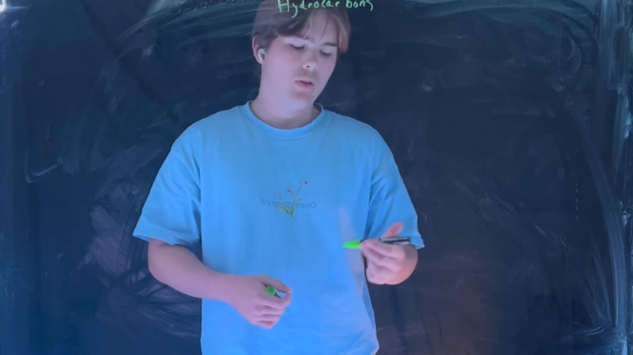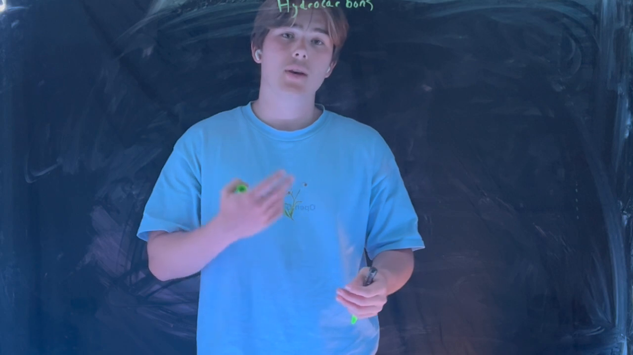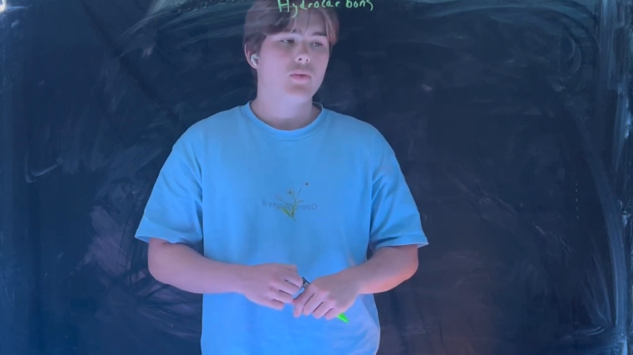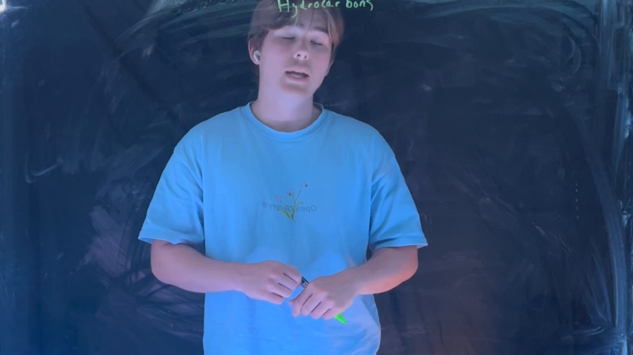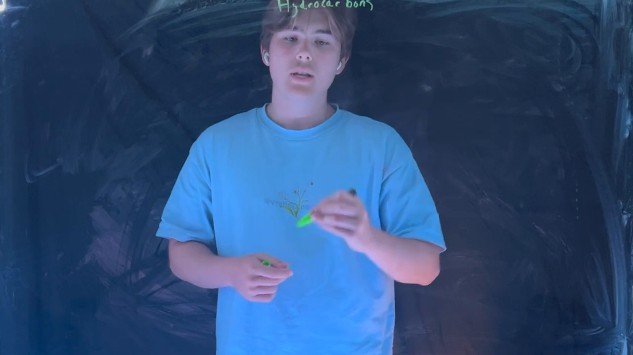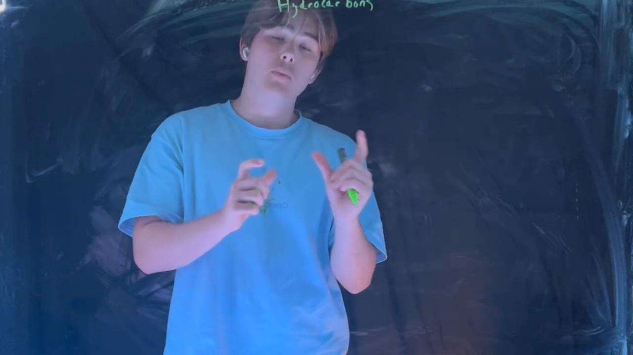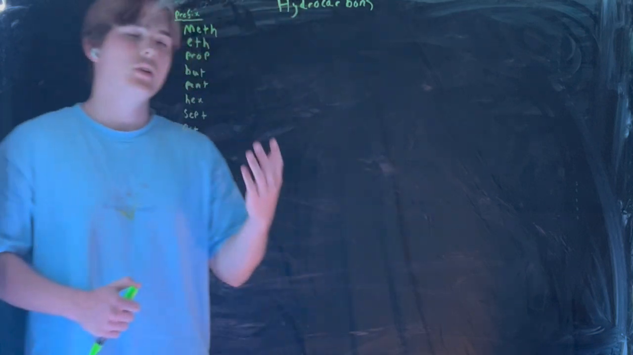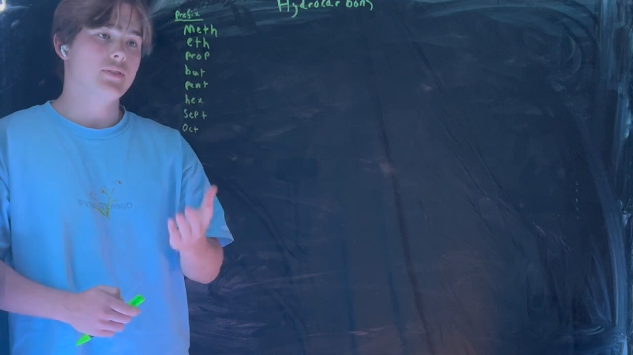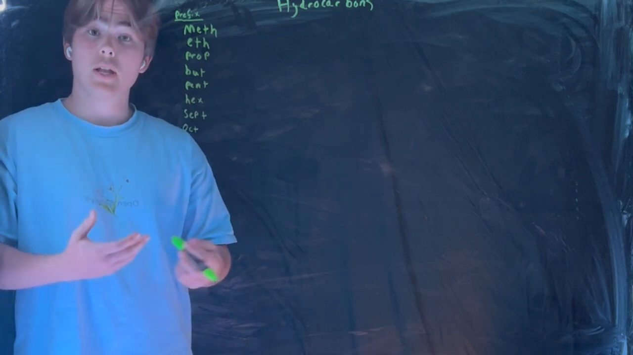So today we're going to be looking at hydrocarbons, namely alkenes, alkynes and alkanes. To start off with, we're going to learn how to name these molecules. I'm going to write down a list of prefixes that will help us name the first part of the molecule. Here you can see I've got the prefixes for the start of the different compounds that we'll be looking at today.